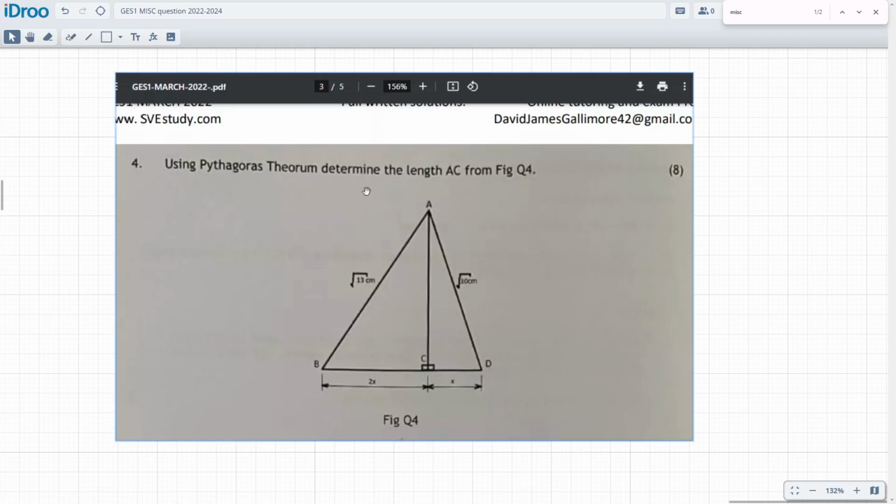Okay, we're going to have a look at this March 2022 one, which is using Pythagoras' theorem, determine the length of AC from figure 4. It's quite a straightforward question if you know how to do it. It does use simultaneous equations, which you don't really do for the rest of the course. So again, these are like miscellaneous questions.